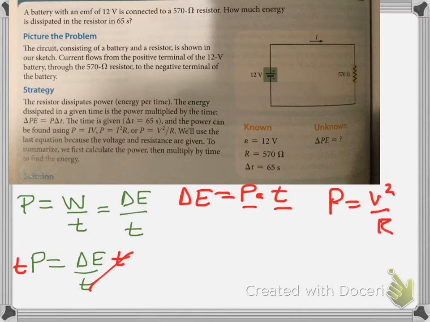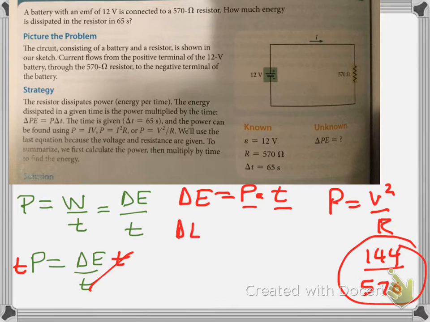Okay, so I know both of those. I know V is 12. 12 squared is 144. My resistance is 570. So now I just need to type those in the calculator. All right, so if you type this in the calculator to calculate P, you get 0.25.